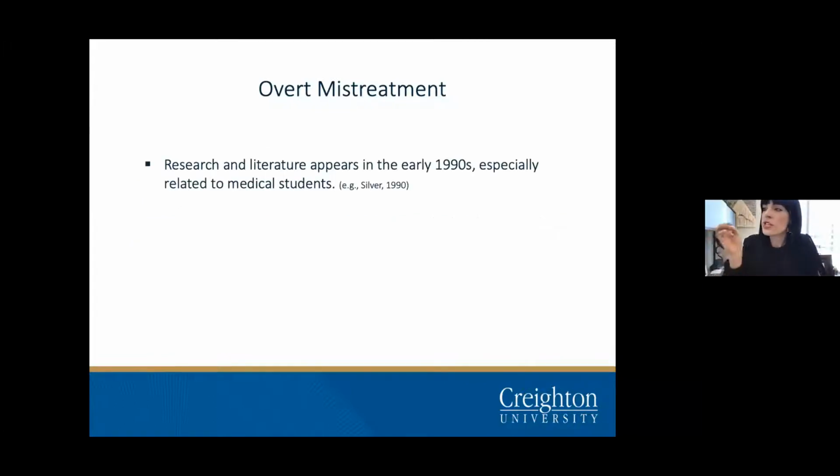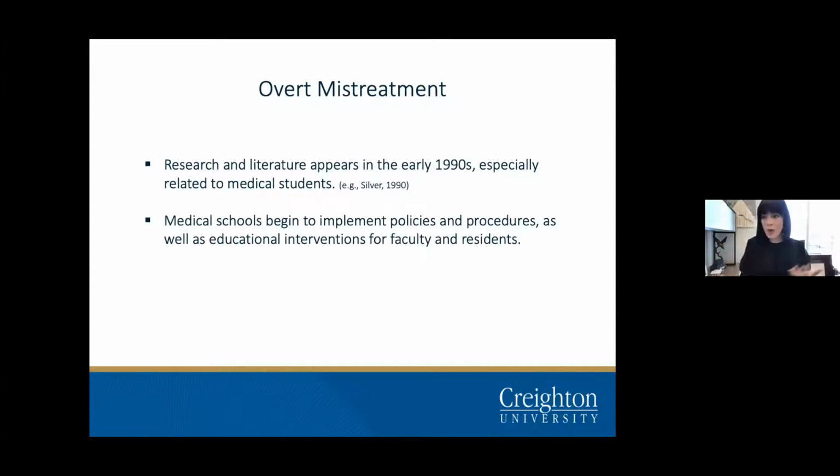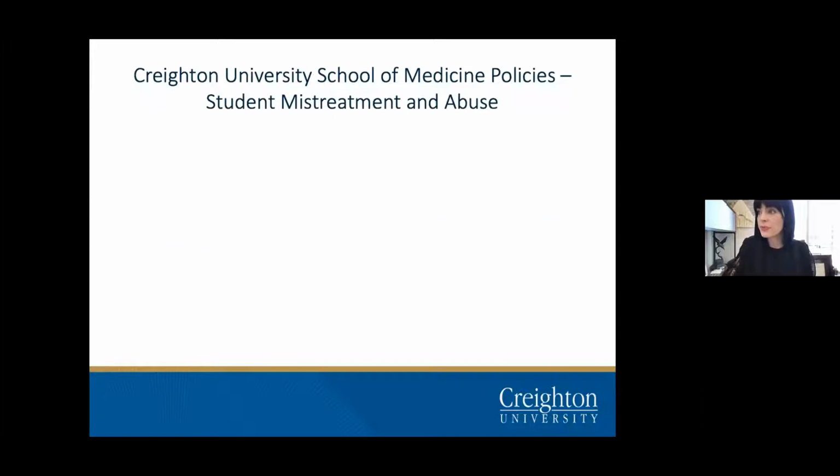So the research and literature around mistreatment in medical education appeared in the early 1990s. We didn't talk about medical students and their mistreatment at all until the early 1990s, which some of you might have been in your training during that time. So around then, medical schools started implementing policies and procedures. They started doing faculty development around this because they started acknowledging that this was an issue that they wanted to attend to. So Creighton University has their own policies related to this, just like every other medical school in the country.